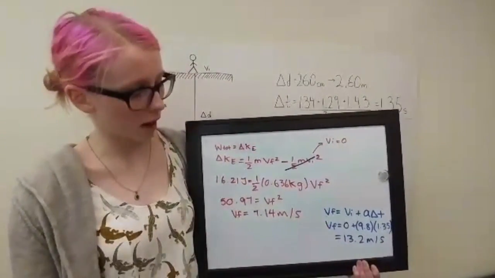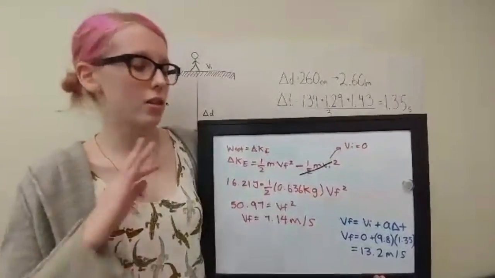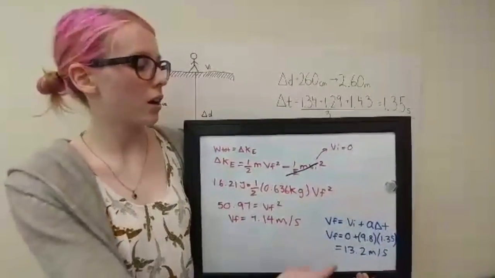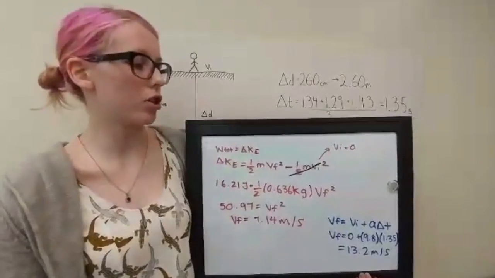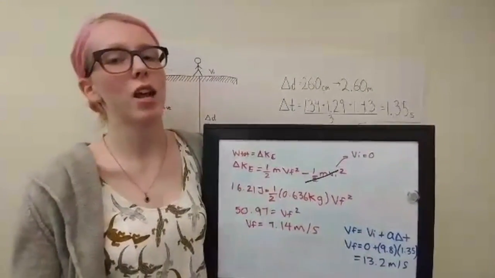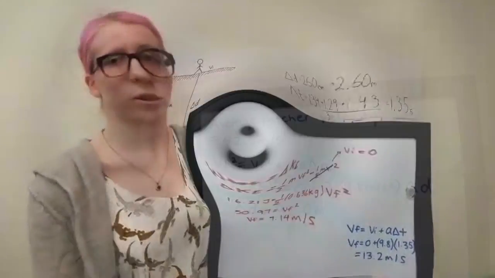So for VF for that, we ended up with 13.2 meters per second. The discrepancy between these two is because of air resistance. In our kinematic formula, we have T, and it came out with a larger T because it spent more time in the air than it would have if there was no air resistance. So that's the difference between the two.